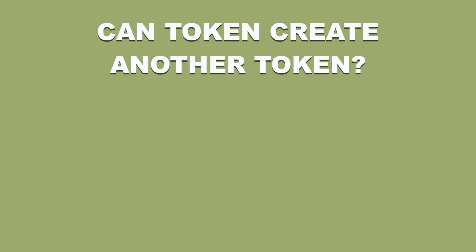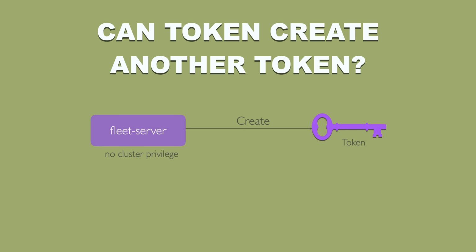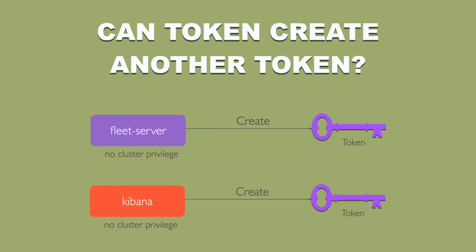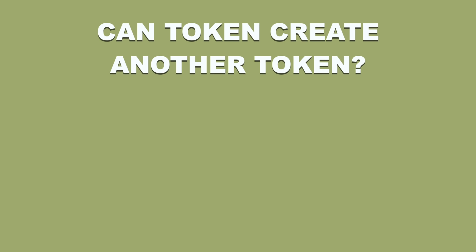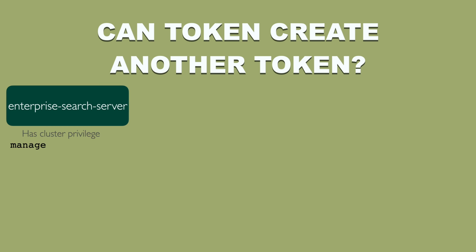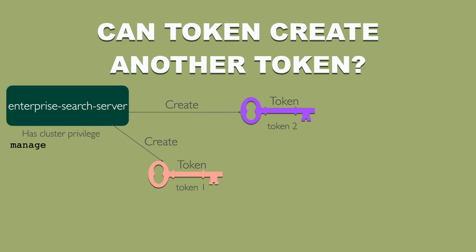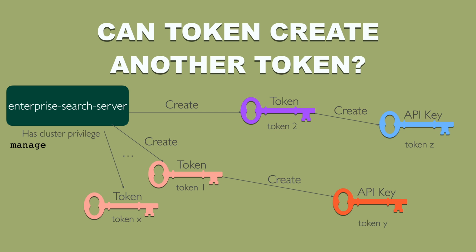Now the same question I was asking with API keys and tokens: can a token create another token? For the Fleet Server and Kibana service accounts it is not possible, because they don't have a cluster privilege that will allow them to create a token. But it's possible with the service account called Enterprise Search Server, because it has the privilege manage. So it can create a token, and later on you can use that token to authenticate to create another token, and so on and so on, so you can create multiple tokens.